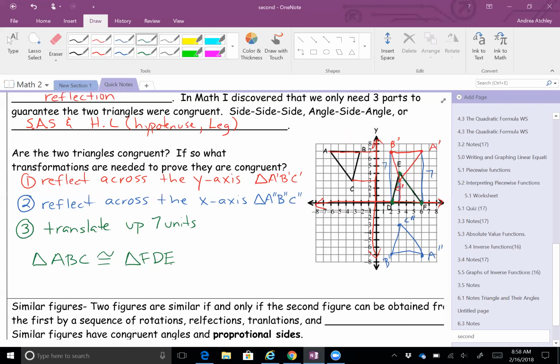So again, you don't have to prove it all the same. That's a little bit tricky about geometry, is that you can have a couple different ways to get there, but this works. Any questions over that? We're good?